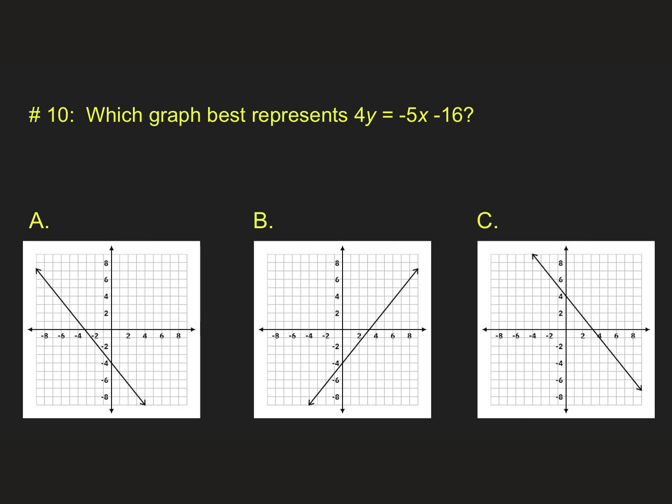Which graph represents this? Okay, so in our mind, we process in slope-intercept form. This equation is not in slope-intercept form, so our goal is to convert this to slope-intercept form. This number right here, this is 4 multiplied by y. The inverse operation is to divide by 4, because I want that to become a 1y. But if I divide that by 4, I must divide this by 4 and this by 4.